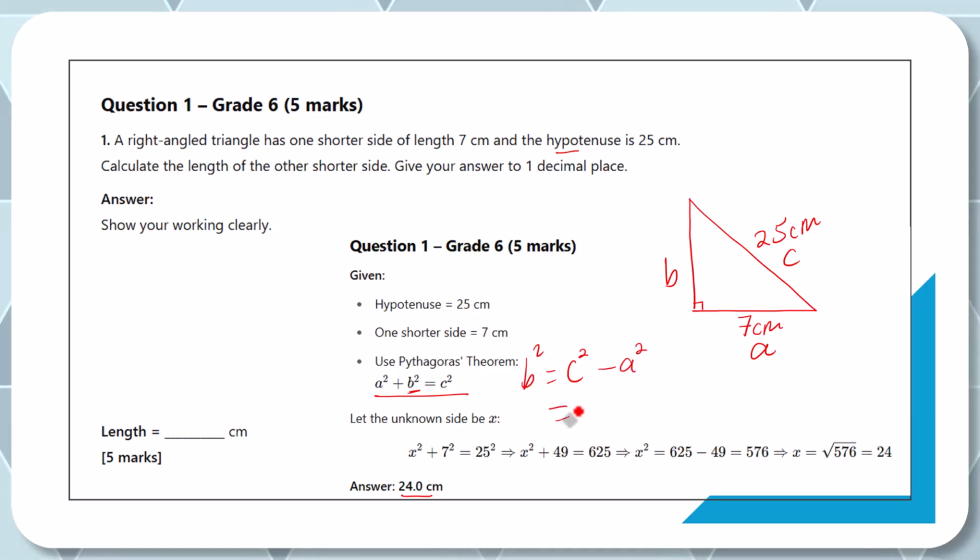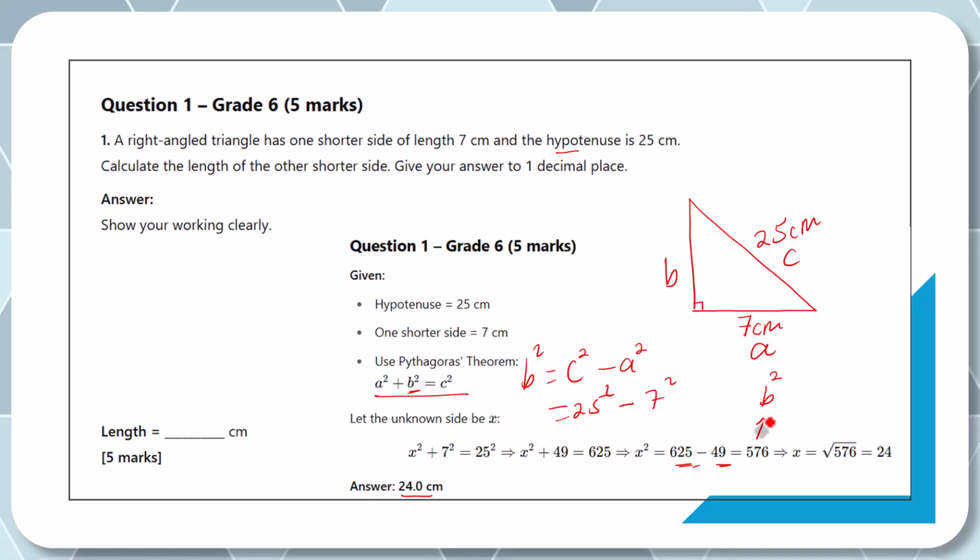Now our C is 25, so we square that, and our A is 7, we square that, and then we just subtract. If you do 25 squared, you get 625. If you do 7 squared, you get 49. If you subtract them, you get 576. So this 576 is what B squared is.